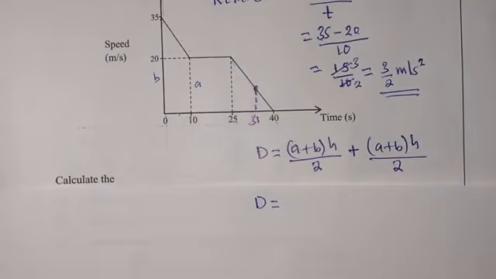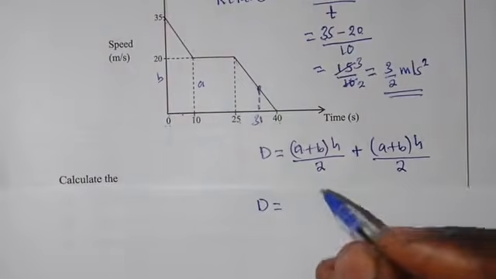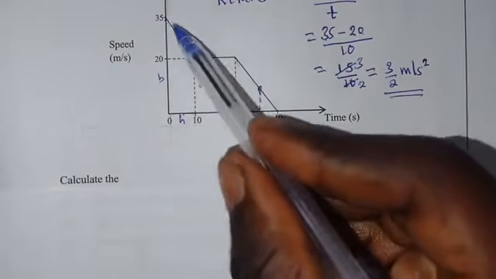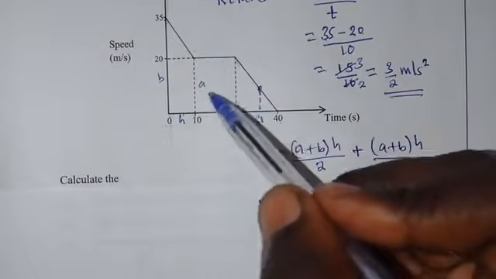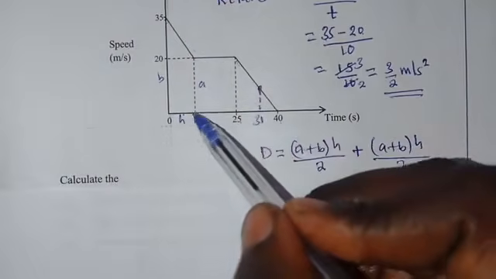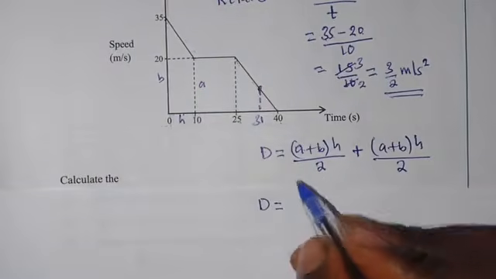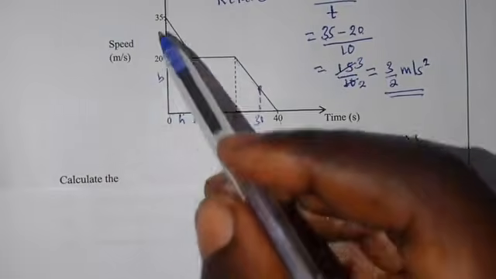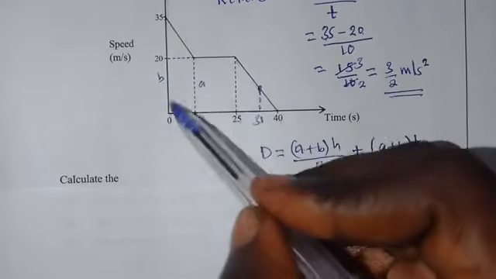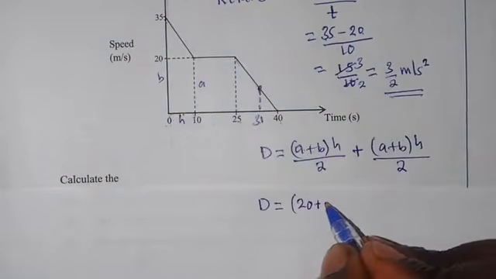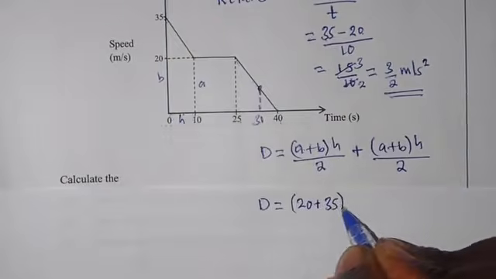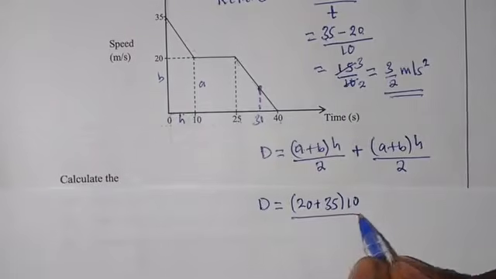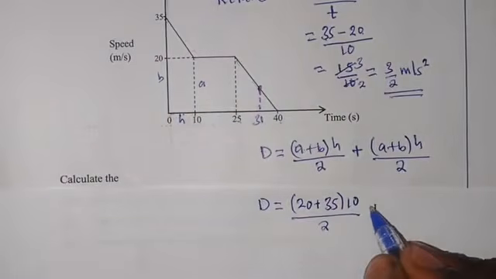So now what are we going to do from here? We can continue. The height will be from here to here, so we are using this first one. The difference here, we have 20, here we have 0. So this a will be 20, plus this b, which is from here to here, 35 minus 0, we'll still get 35. Then the height from here to here is just 10. Then over 2. Then we say plus.